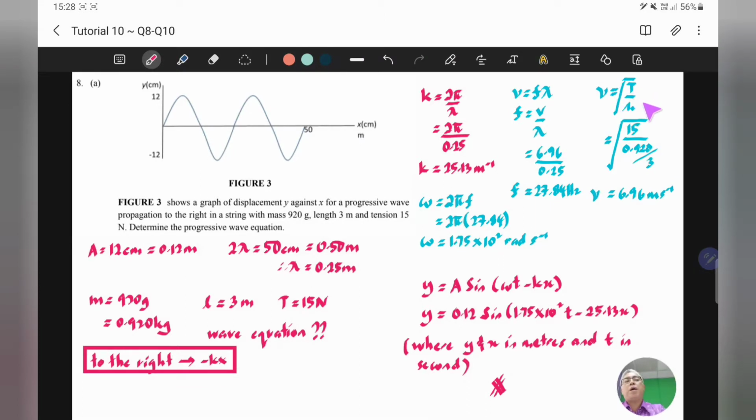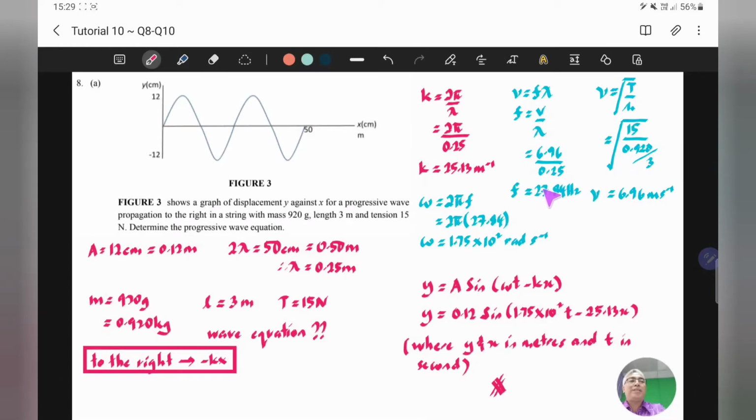What is that? Tension divided by mass per unit length. Mu represents the mass per unit length. Okay, the tension is given already, which is 15 Newton, substitute here. And then mu is mass per unit length. The mass is given already, which is 0.920 kilogram, while the length is 3 meters. We just substitute these two values into this equation, and then we may calculate v. By getting v, we substitute into the equation of f, and then you will get the frequency.